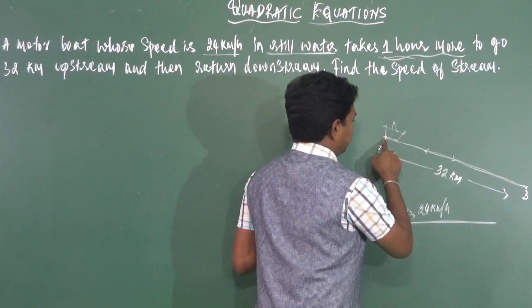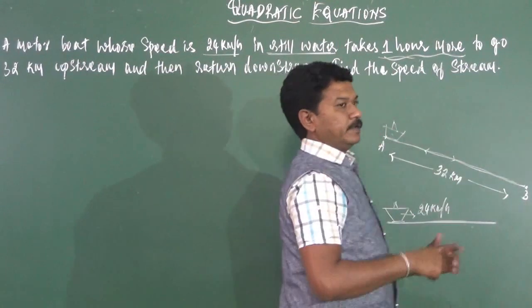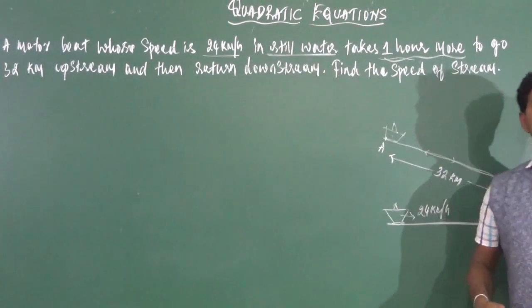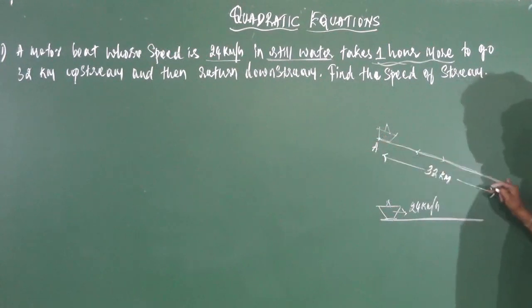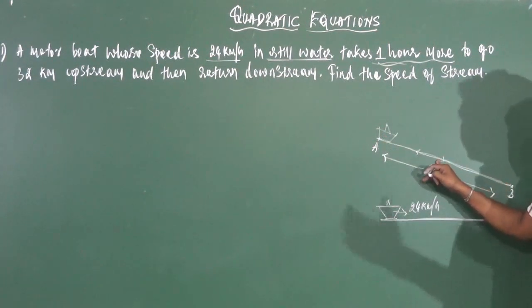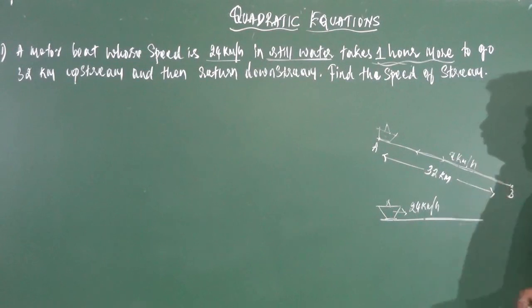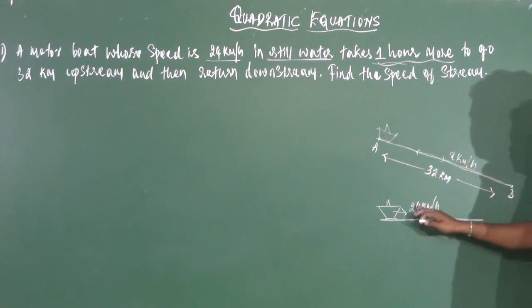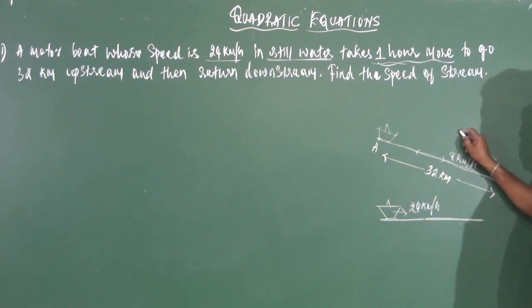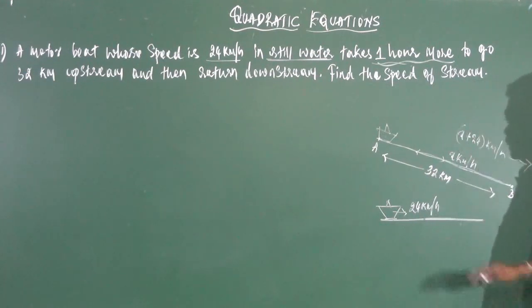Now, the time taken by the boat to start from A and reach B: as the boat is going downstream, it will have more speed than its original speed. The original speed of the boat is 24 km per hour. As the boat is going down the stream, the speed of the water also gets added to the original speed of the boat. Let us assume that the water is flowing at x kilometer per hour, then the speed of the boat downstream will be x plus 24 kilometer per hour, because it is coming downstream.